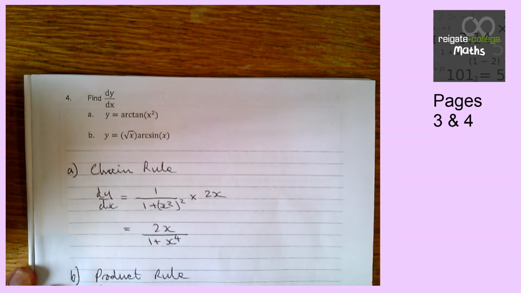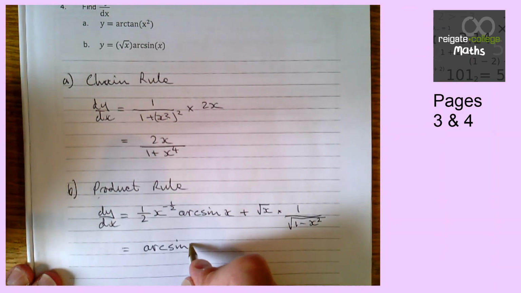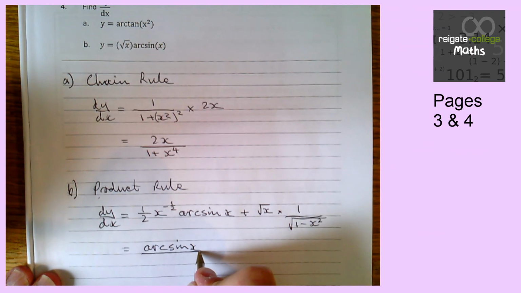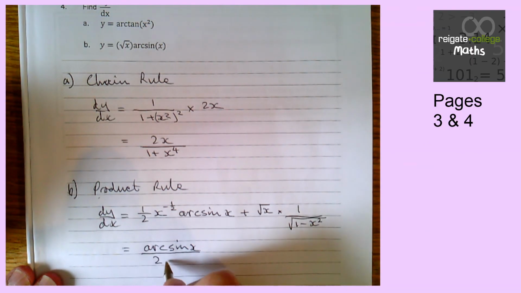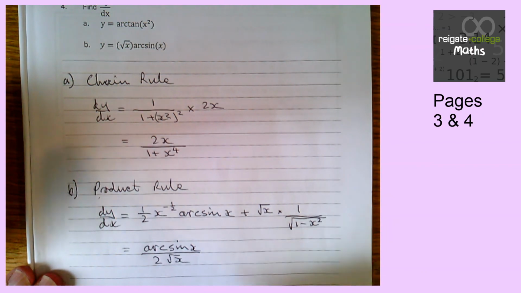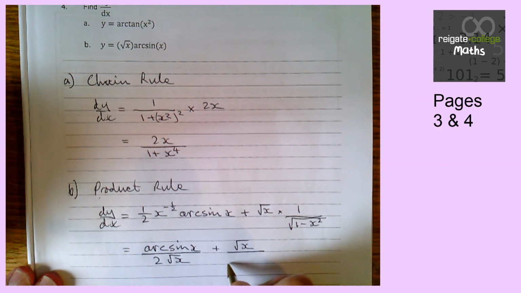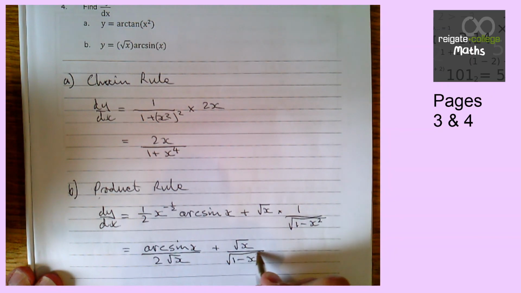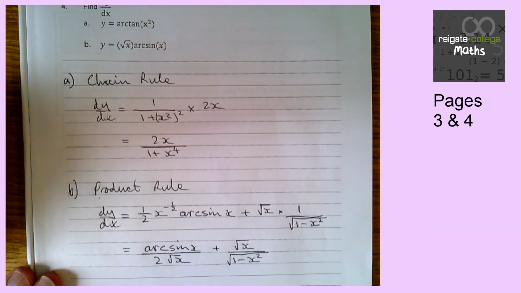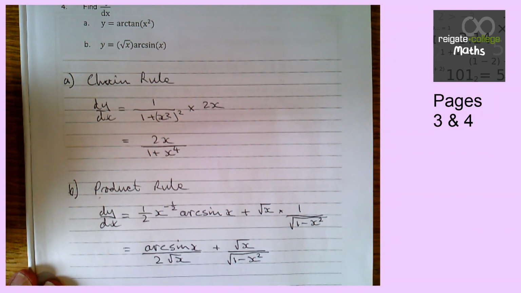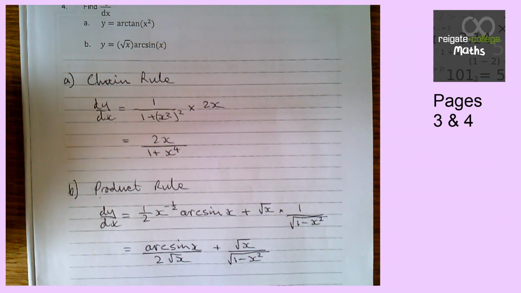Let's tidy that up. So we've got arc sine of x over 2 root x plus square root of x over the square root of 1 minus x squared. I'm going to finish there. As I say, we'll come back to this question 4a when we cover implicit differentiation.